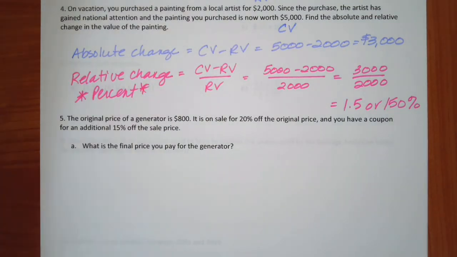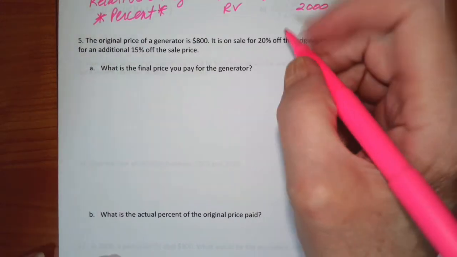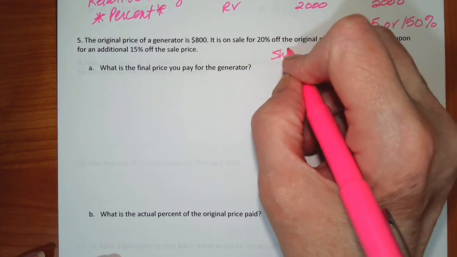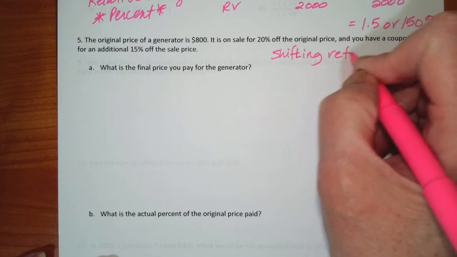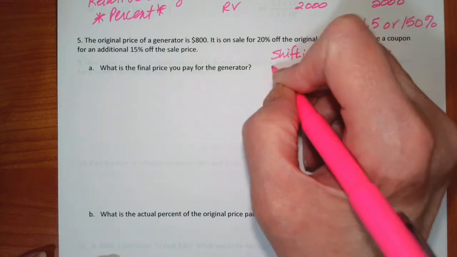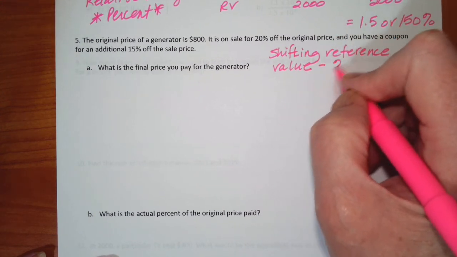Okay, all right. The original price of a generator is $800. It is on sale for 20% off the original price, and you have a coupon for an additional 15% off the sales price. Okay, you don't just get to add those together and say that they are 35% off, because this is a shifting reference value. And it's a two-step process.